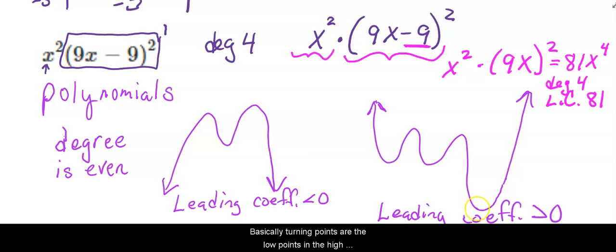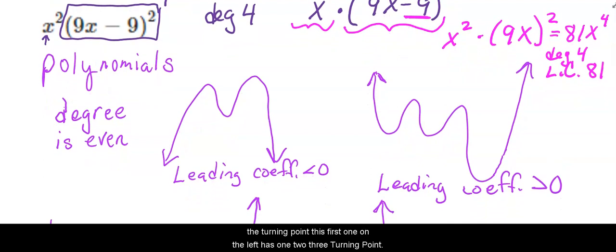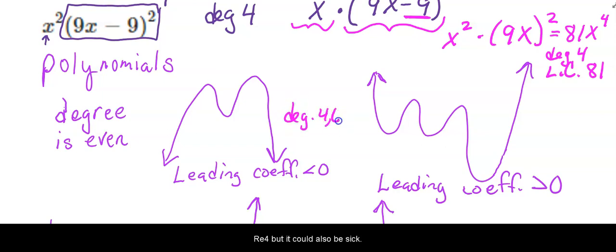Basically, turning points are the low points and the high points on the graph where it changes direction and turns to go the other way. So if I'm looking at a graph and I'm trying to figure out the turning points, this first one on the left has 1, 2, 3 turning points. It has to be at least degree 4, one more than the number of turning points. So this could be degree 4, but it could also be 6, 8, 10, or any higher even degree.